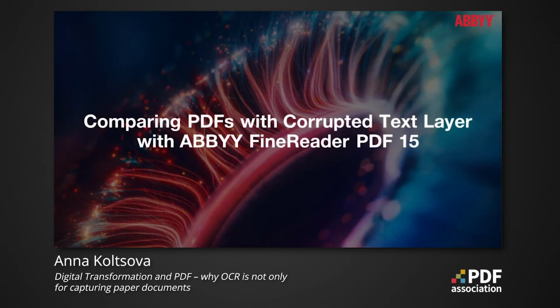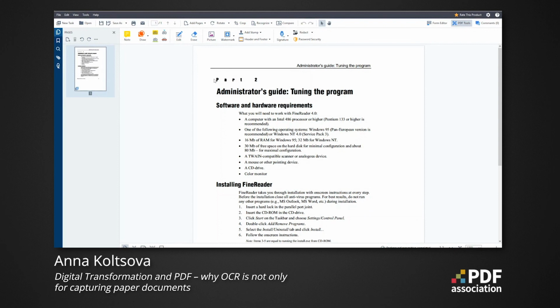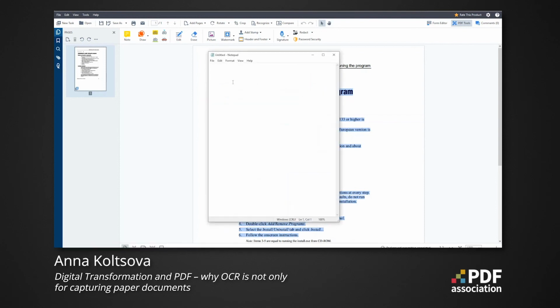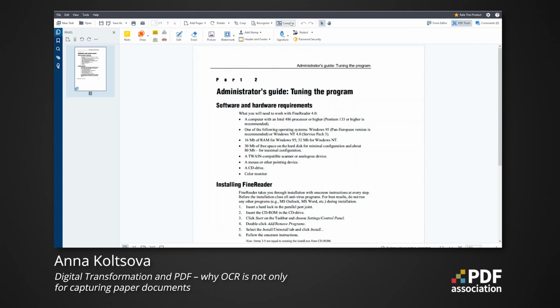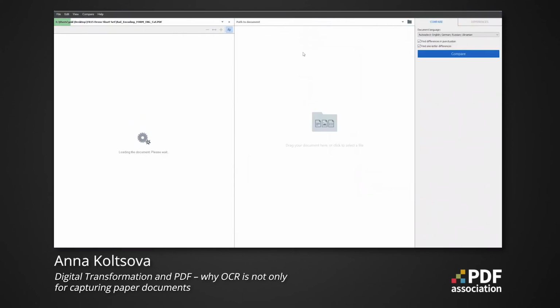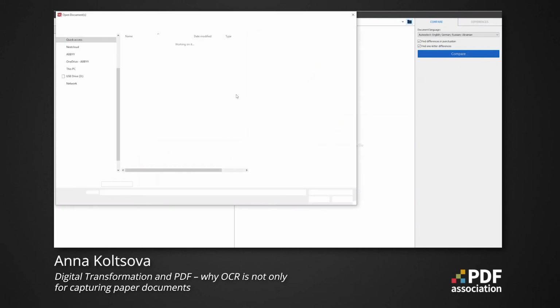The third part of the demo is comparing PDF documents. We have a digital PDF here, but as you may see, there is a problem with the digital text in it. When you try to copy it, it turns out it's broken. It could be the result of a problem with encoding when the document was created. Now it's going to be compared with another copy of this document, which has a few differences in the text.